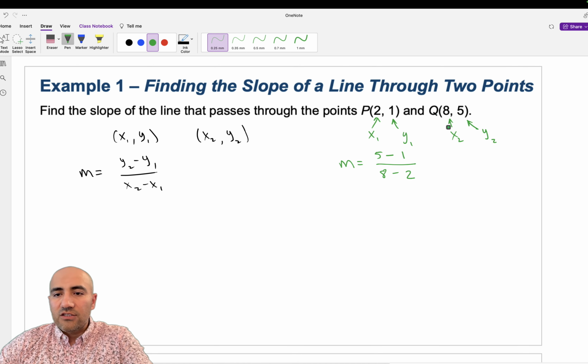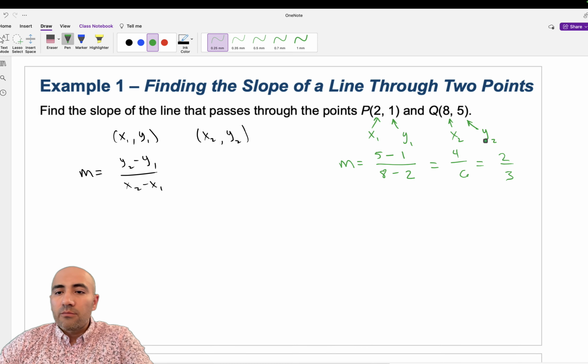Okay, so I started on this one, 5 minus 1 in the numerator. So in the denominator, I have to start with this one, 8 minus 2. It would be wrong if I wrote 2 minus 8. Good, so then this would be 4 over 6, which reduces to 2 over 3. So the slope is 2/3. Good.